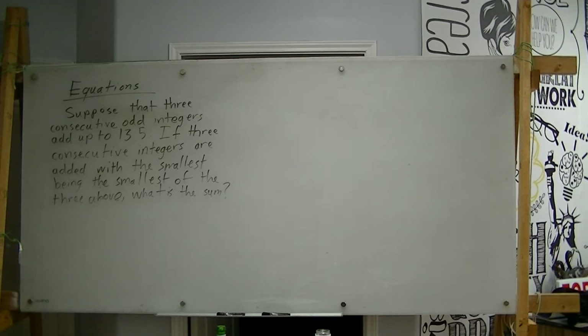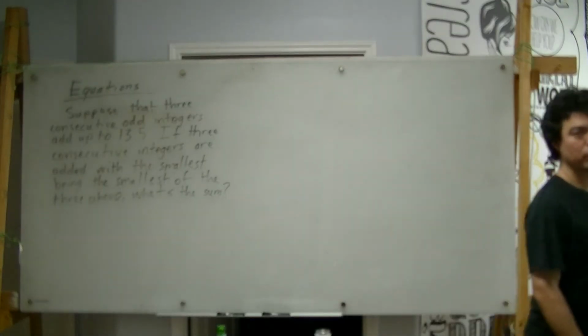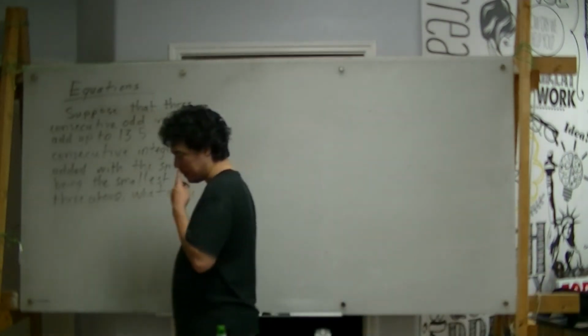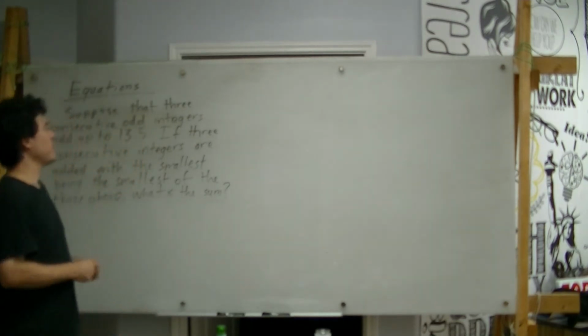And then we have to calculate this second part, which is the sum of the consecutive integers, with the smallest one being the smallest number from the original setup. But these are consecutive integers, not consecutive odd integers. So I wrote this problem in such a way to force the reader to really think about the complexity of this problem. Okay, with that said, let's get started solving it.